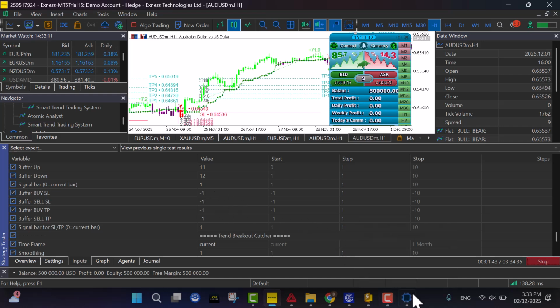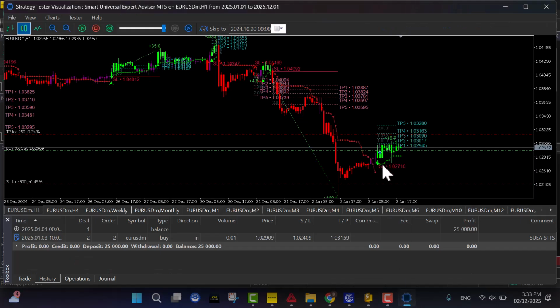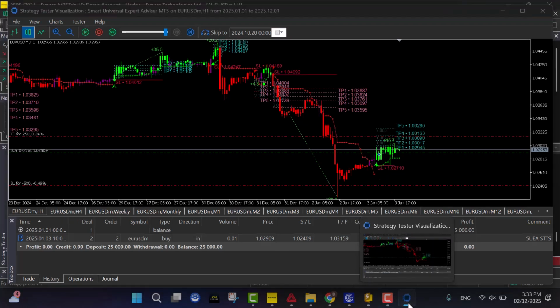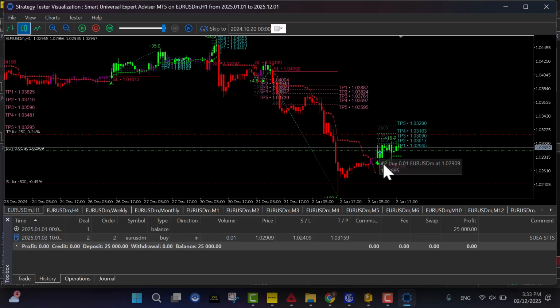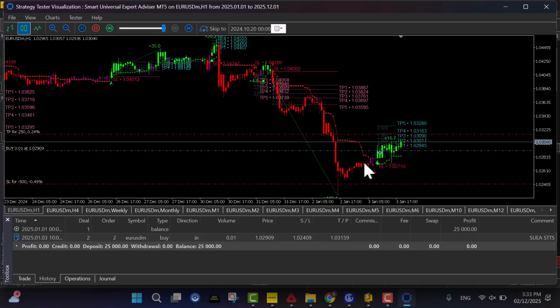So the new update is going to be touching these, and what I'm going to do is add a buffer for the stop loss line and a buffer for the take profits, and then you can add those buffers here so that whenever the price touches this line here, it's going to close with a loss, or whenever it touches this line here, it's going to close with a profit, as easy as that.